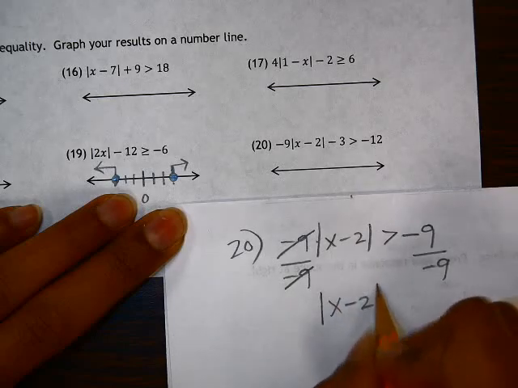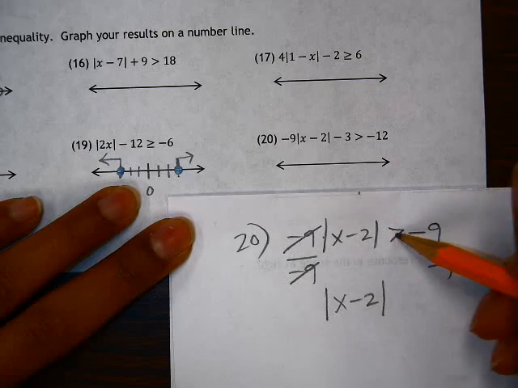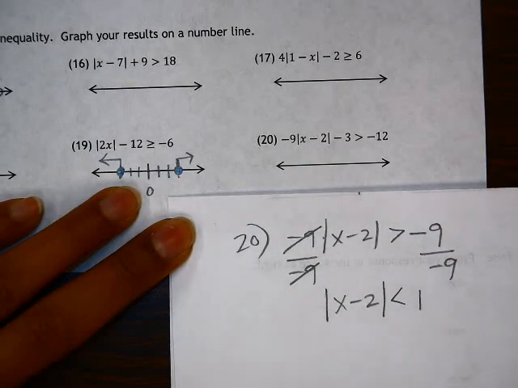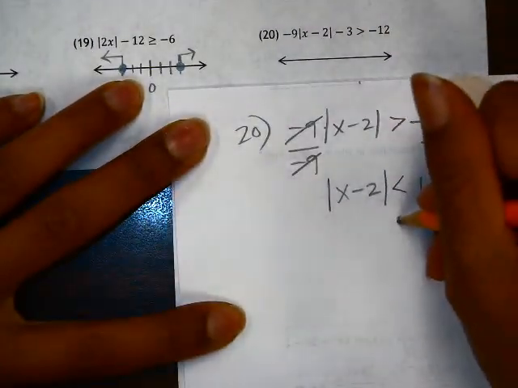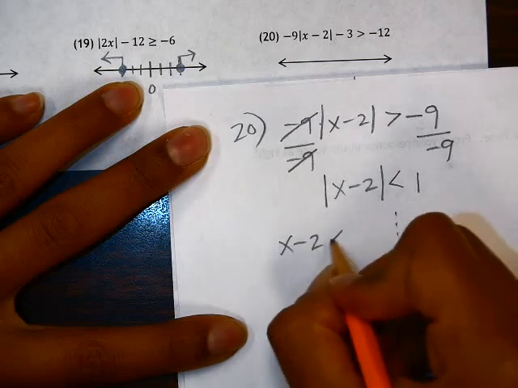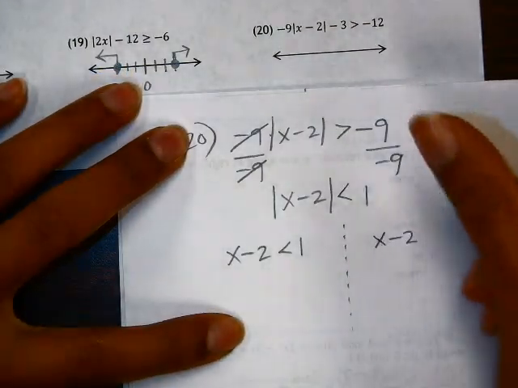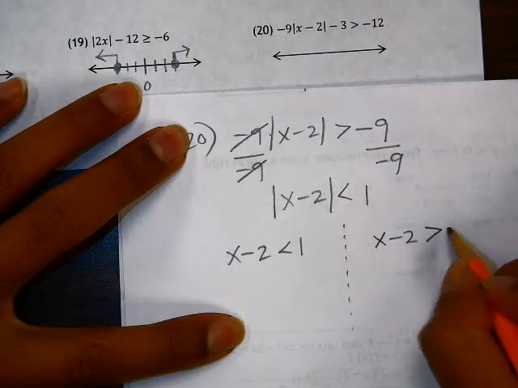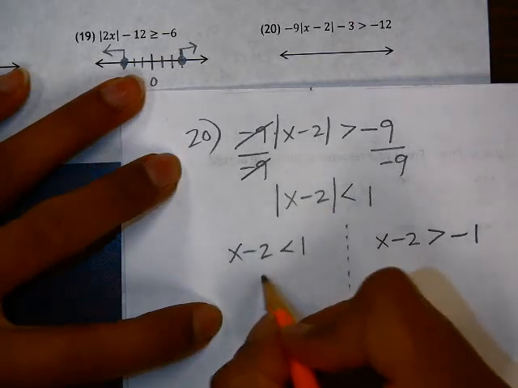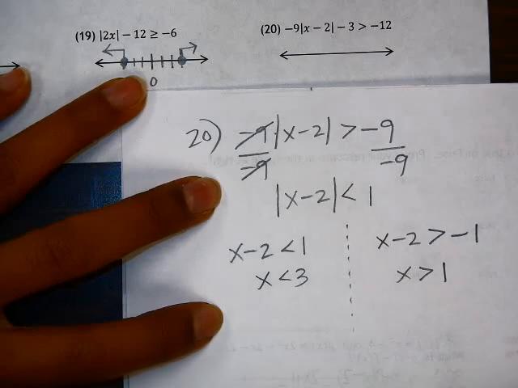Absolute value of x minus 2. I have now divided by a negative number. That switches the inequality sign. And we're going to split this into two inequalities. X minus 2 is less than 1. My second inequality will be x minus 2 is, switch the inequality symbol, switch the 1 to a negative 1, and solve. So x is less than 3, x is greater than positive 1.